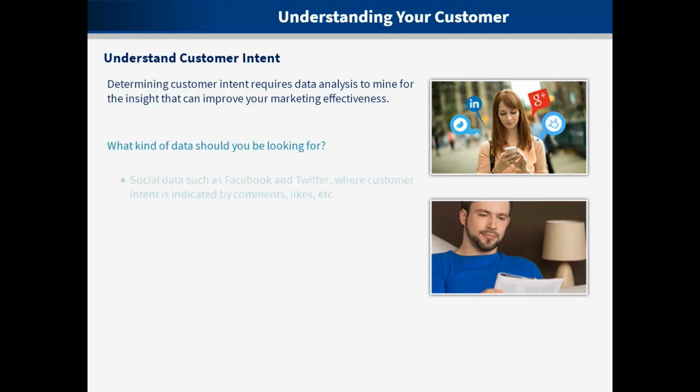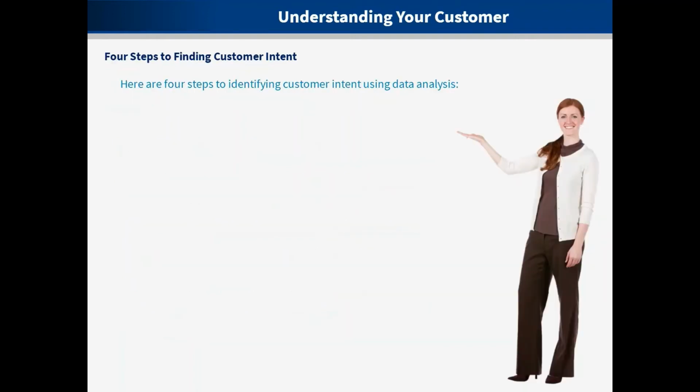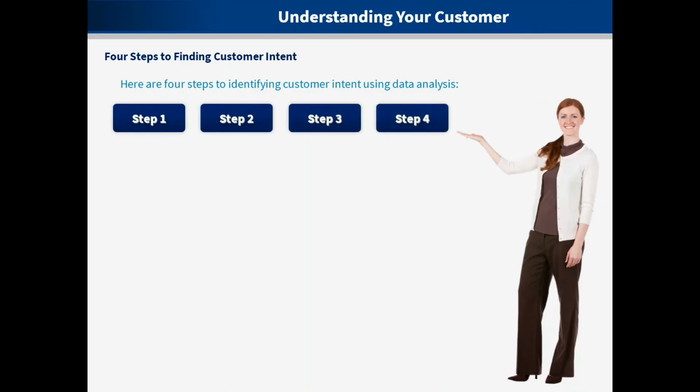Customers use internet resources and social media to discover new products and services. When they want to find out more about a product, they use marketers' websites and retail stores. Brand or product loyalty can be indicated by signing up for email lists or loyalty programs, or liking a brand on Facebook. Here are 4 steps to identifying customer intent using data analysis.